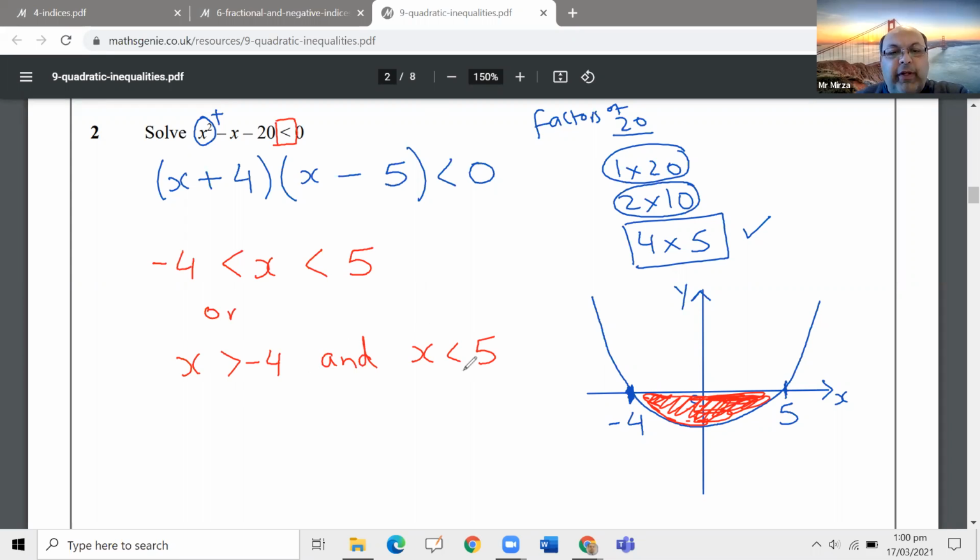So for any values of x, the easiest way to check is to do a substitution. For example, if I let x equal 0, I can say 0 minus 0 minus 20 is minus 20, which is less than 0, and that is true. So this checks out.